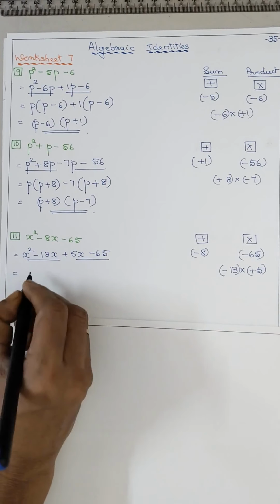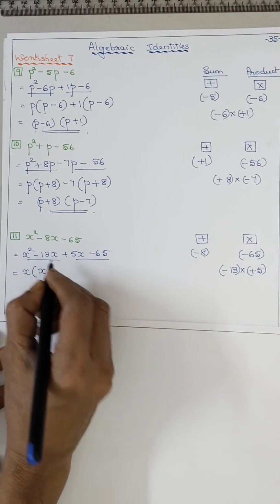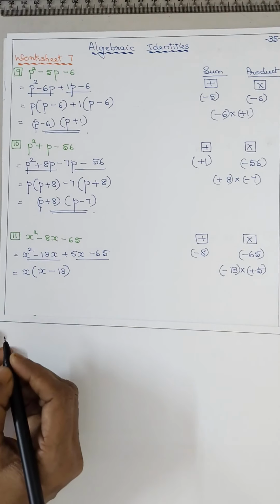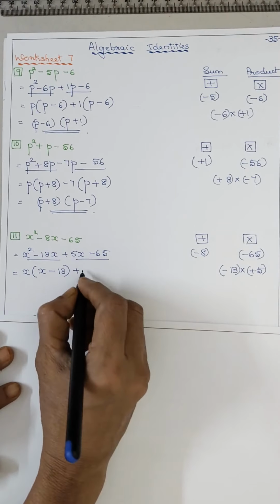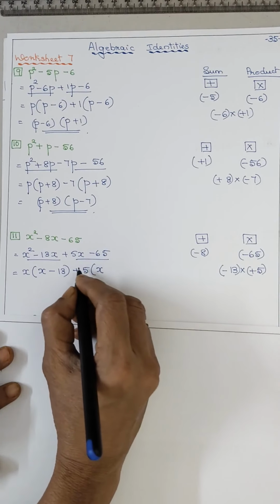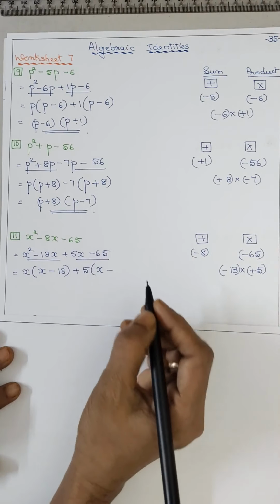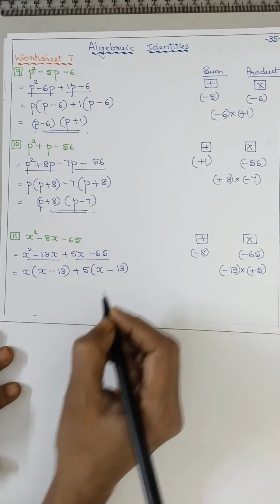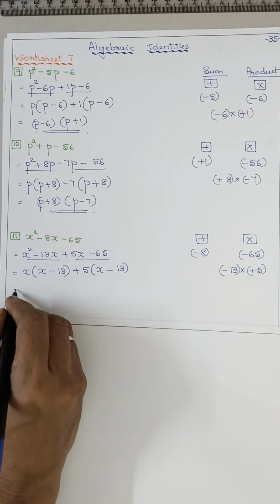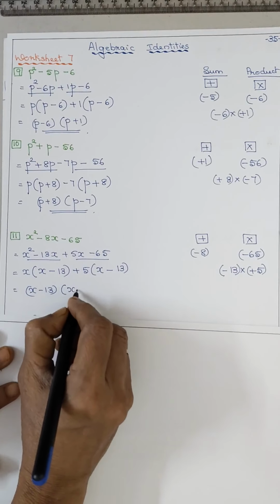Underline, x is common, x remains minus 13, plus here 5 common, x remains, so it is plus, that is why same sign. 5 how much are 65? 5 13s are. So you got x minus 13 and x plus 5.